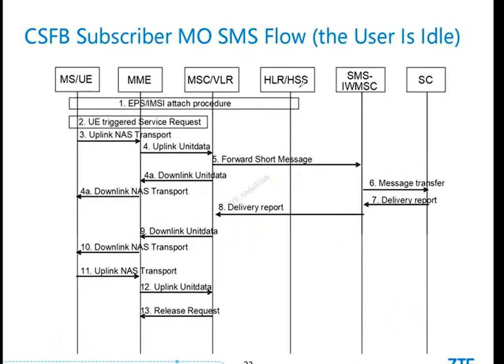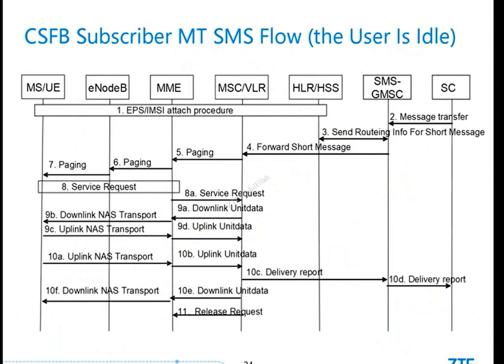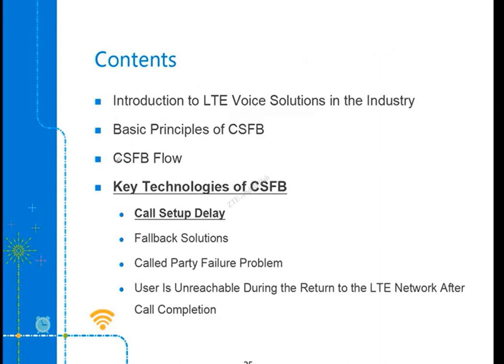Okay, this is the short message flow. In MO, MO means the mobile originated short message flow, the user is in idle mode. And this is the mobile terminated short message flow in idle mode. Okay, so this is a CS fallback flow. Now let's see the fourth part, the key technologies of CS fallback.